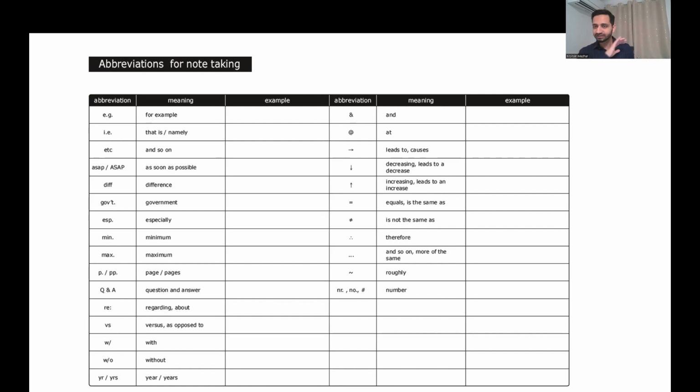Not equal, not same as, you can use. 3 dots you can use for therefore. 3 dots horizontally you can use for so on and more of the same. And this wiggly kind of symbol you can use for roughly. And NR or NO or number sign you can use for number. Okay, so these are some of the ways that you can save a lot of time and quickly note down the ideas, because those ideas are definitely going to help you in your Retell lecture.